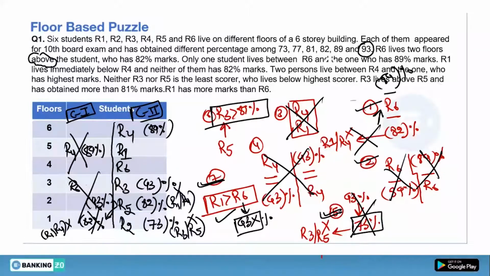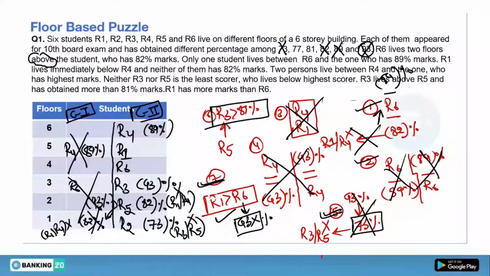So just check what we have used. We have used 93%. Okay. We have used 82%. Okay. We have used 73%. Okay. And we have used 89%. So we have left 77 and 81.